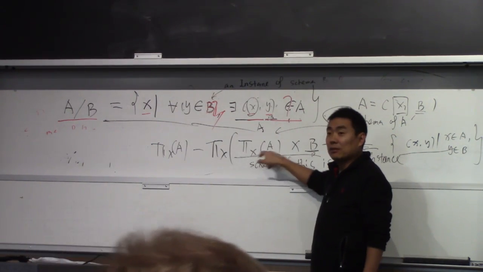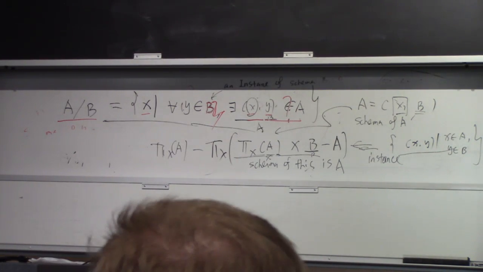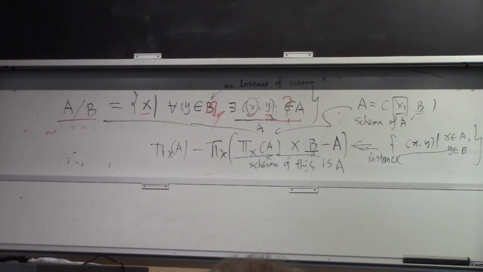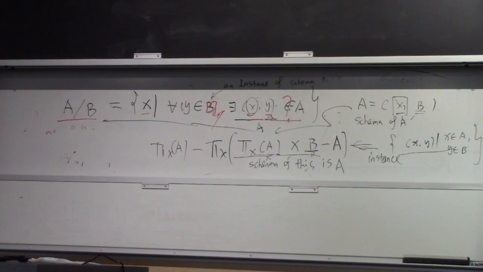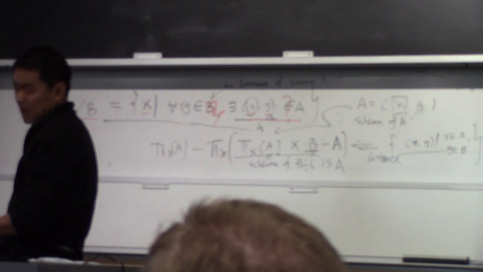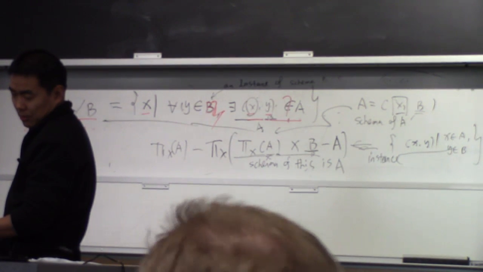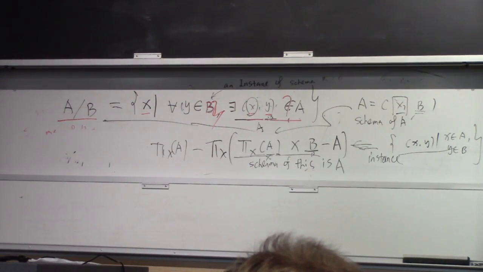Let me repeat what's going on here one more time. This gives you all the X from A. Actually, let me use the running example to demonstrate this. I'm going to show how A divided by B3 works.